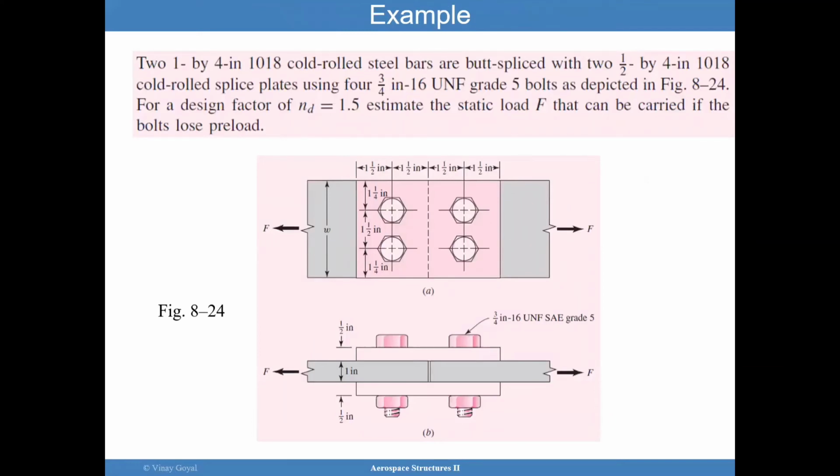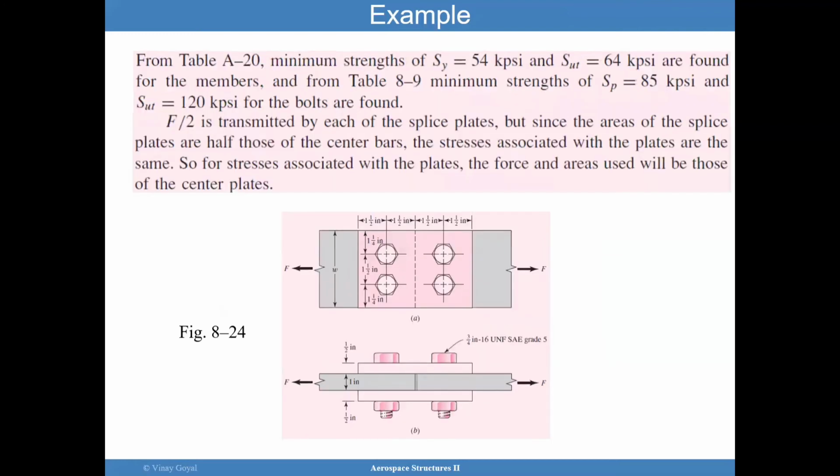Here's a quick example where we're trying to take cold rolled splice plates and then use some bolts to attach them. Here we have 4 bolts. We have the steel bars here, and then they're connected by the butt splice plates, the cold rolled splice plates. And so we want to then analyze, for a design factor of safety of 1.5, the static load that can be applied that can be carried by the bolts.